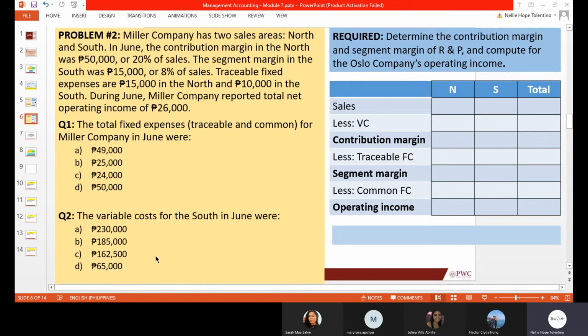May sagot na? Actually, ito yung mahirap eh. Are you stuck with the percentage? Class. Class, are you still there?